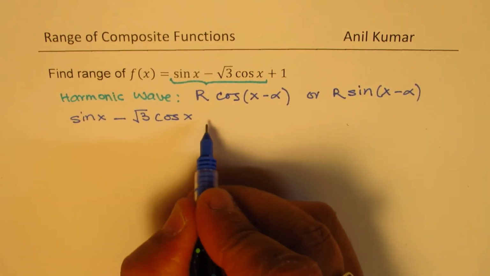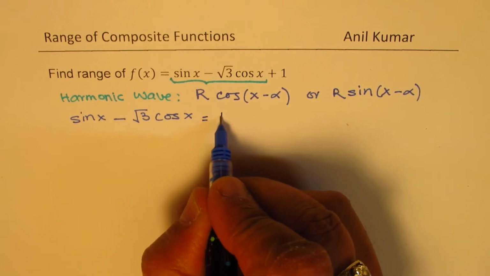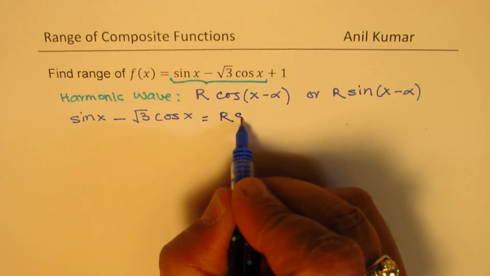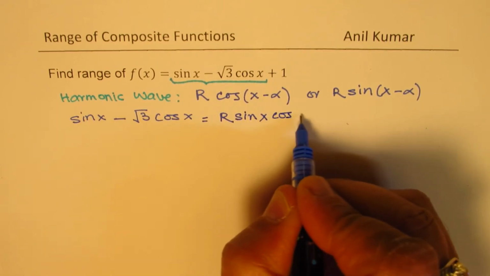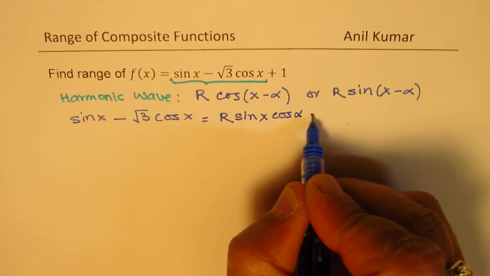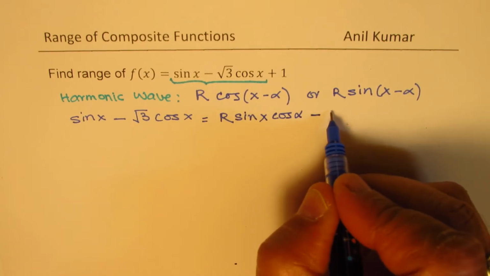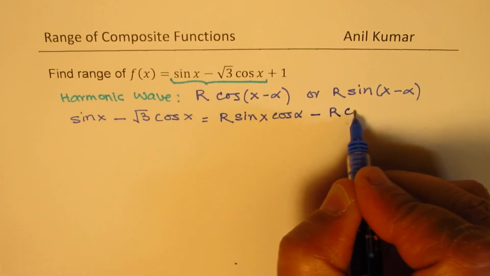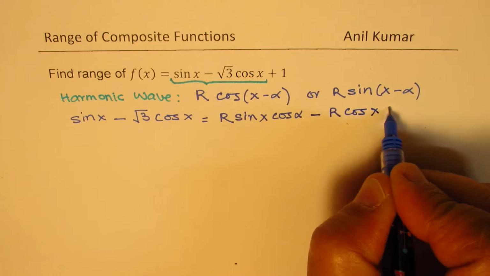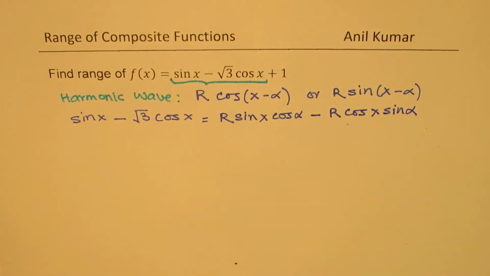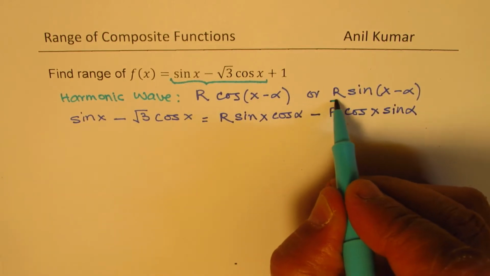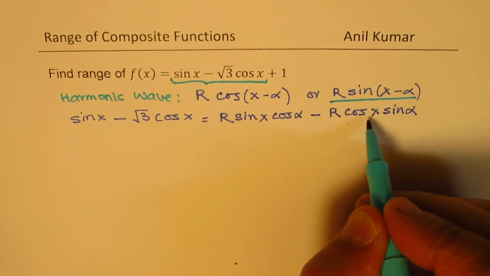Now this expression can be written as r sine x cos alpha minus r cos x sine alpha. Now if I write like this, it becomes an expansion for r sine x minus alpha, right?